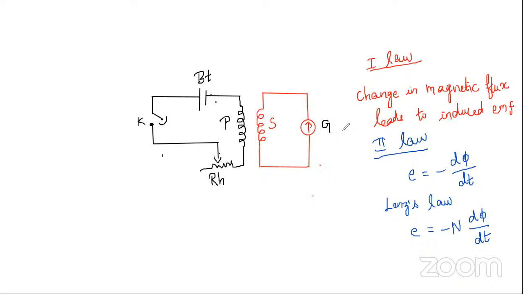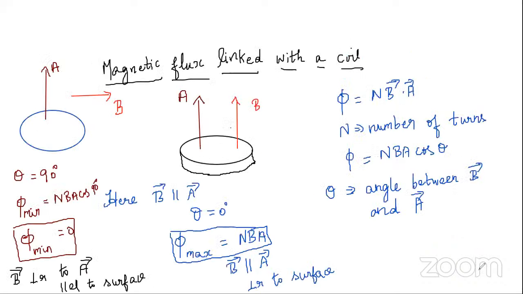Now we shall see how Lenz's law explains this negative sign. Actually, when you bring the bar magnet closer to the coil, as in earlier cases.